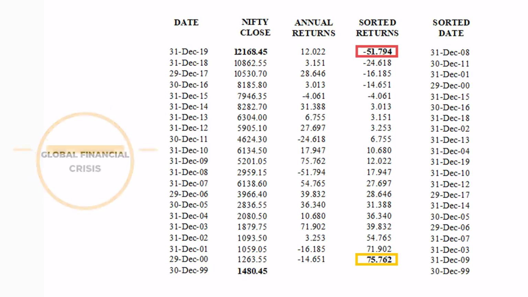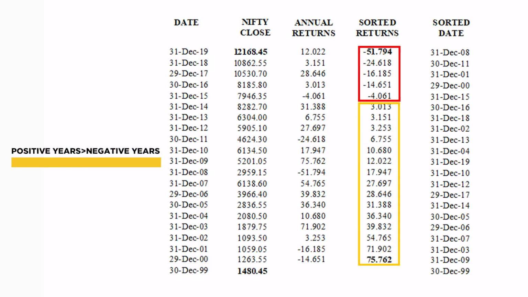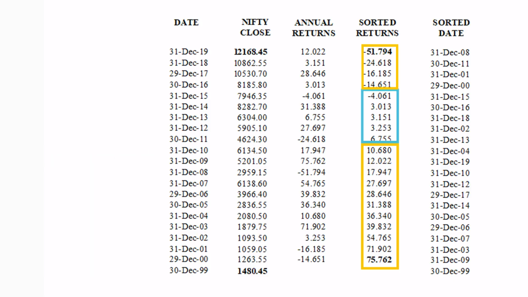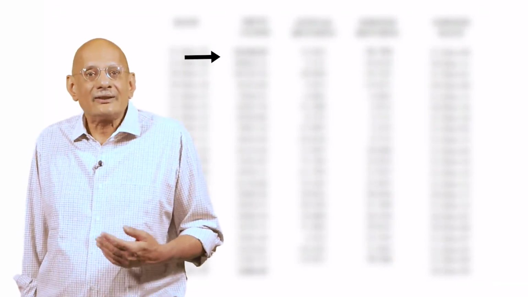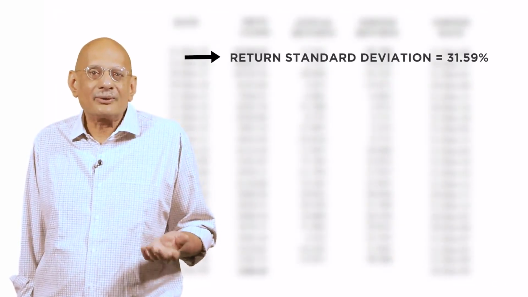Take them out, and there is still some annual variation. Still, the Nifty returns annually show more positive years than negative years, more double-digit returns than single-digit ones. For those of you who know some statistics, this is not quite how a normal or a Gaussian distribution behaves, right? But since the year-over-year returns do change, we look at their standard deviation. This calculates out to 31.59%.